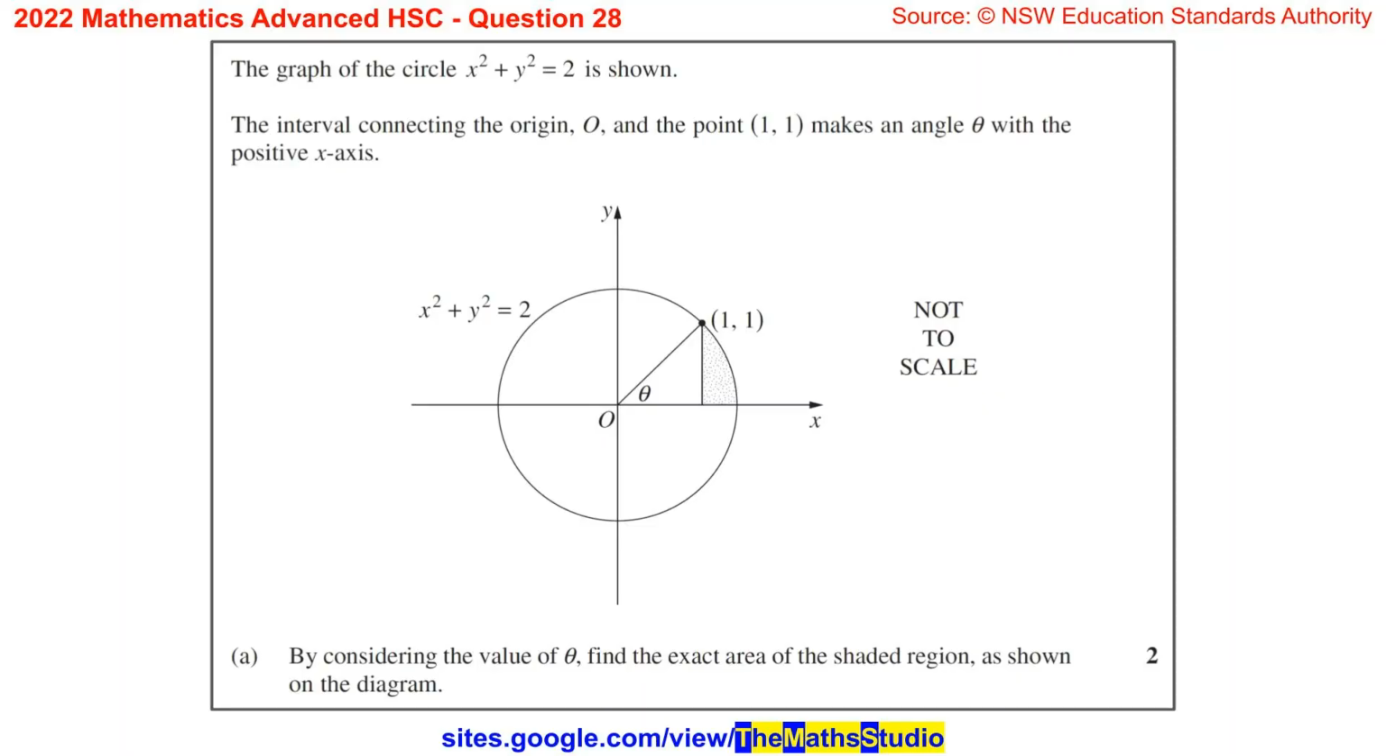Question 28. The graph of the circle x squared plus y squared equals 2 is shown. The interval connecting the origin O and the point (1, 1) makes an angle theta with the positive x-axis. Part A. By considering the value of theta, find the exact area of the shaded region as shown on the diagram.